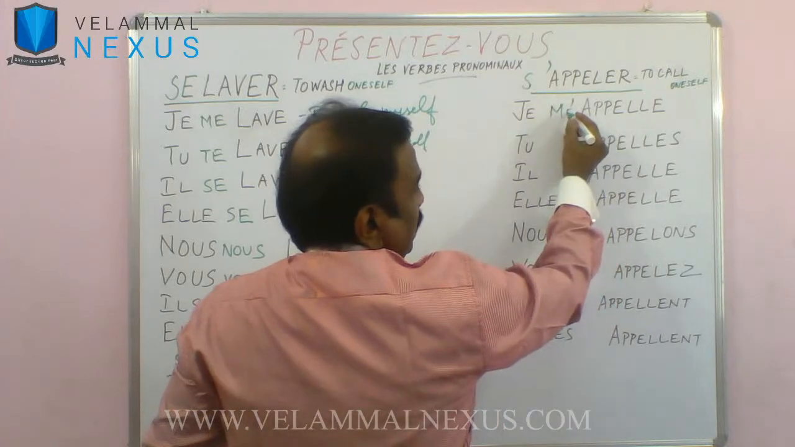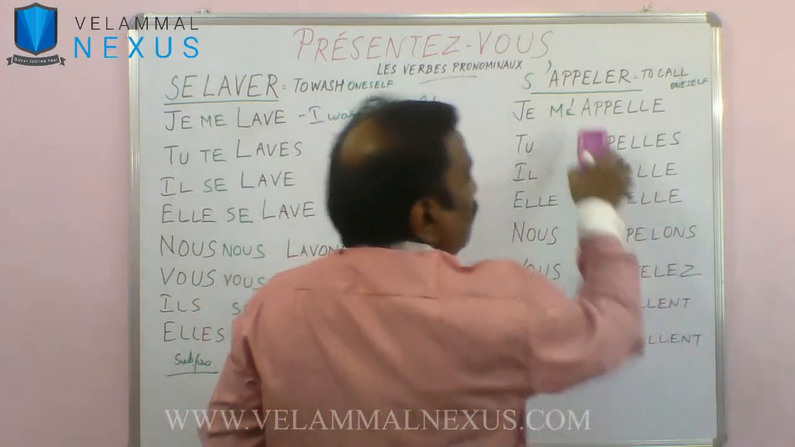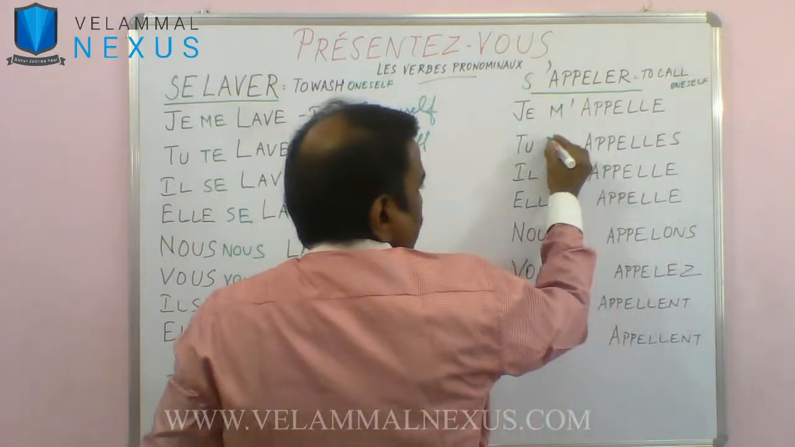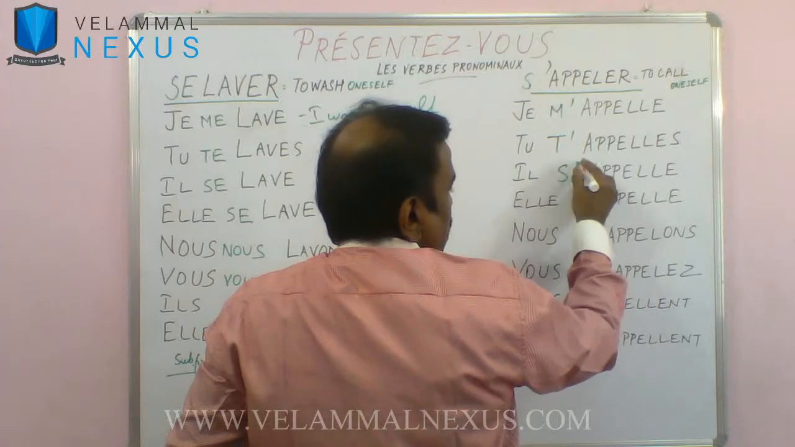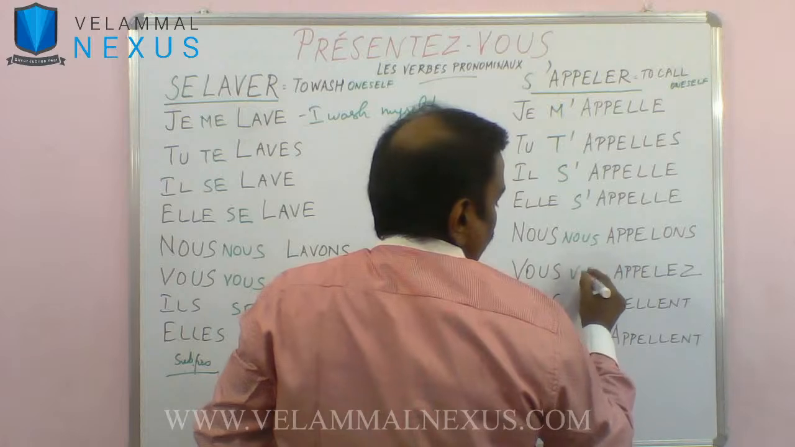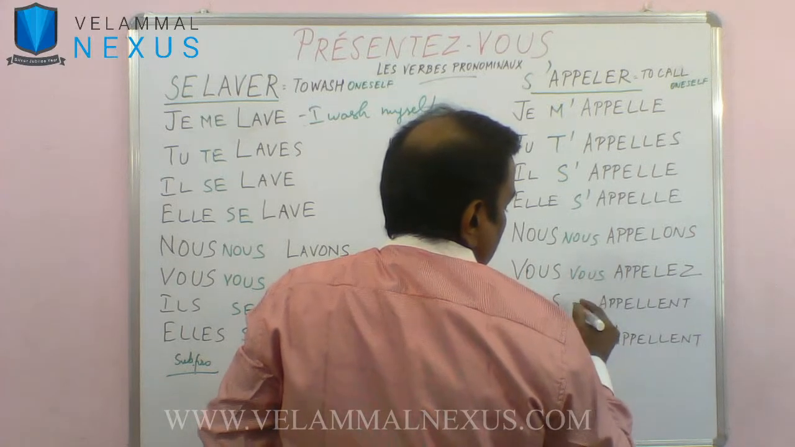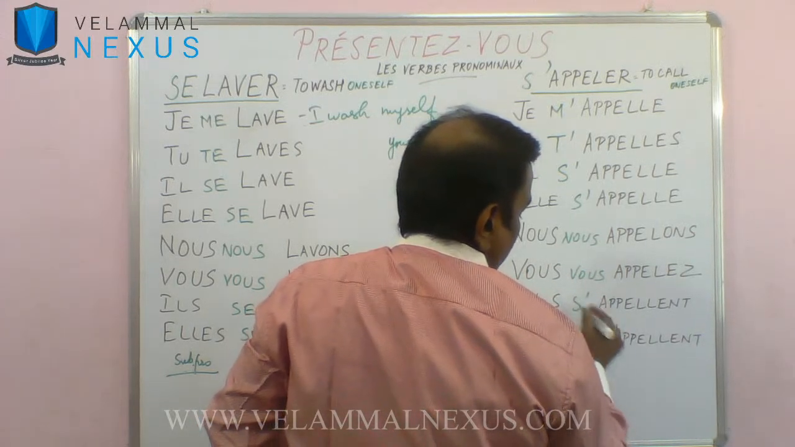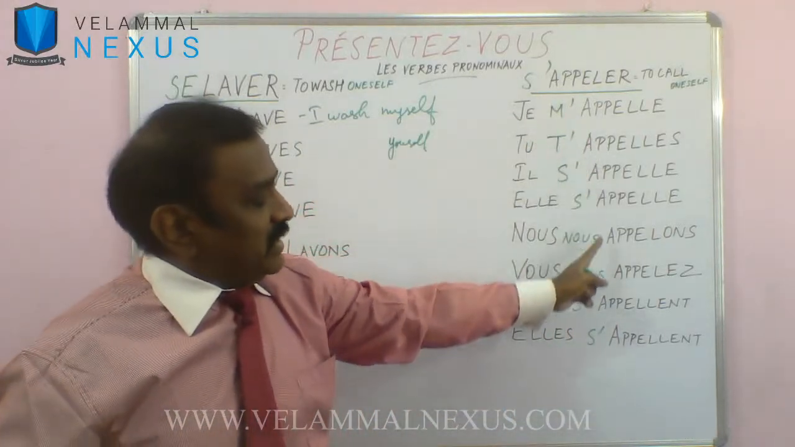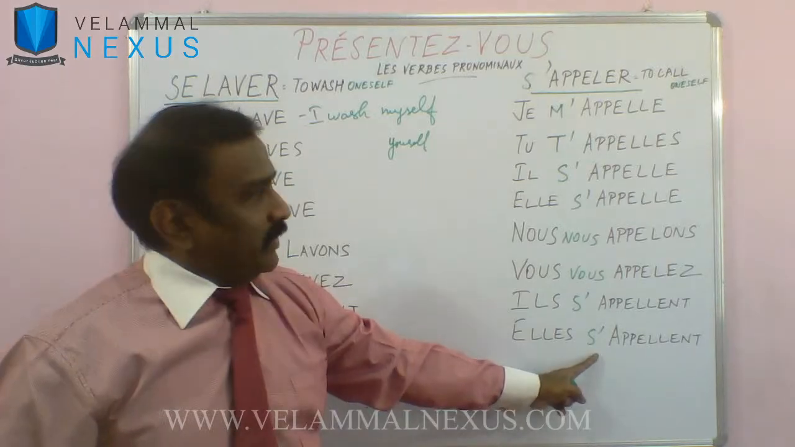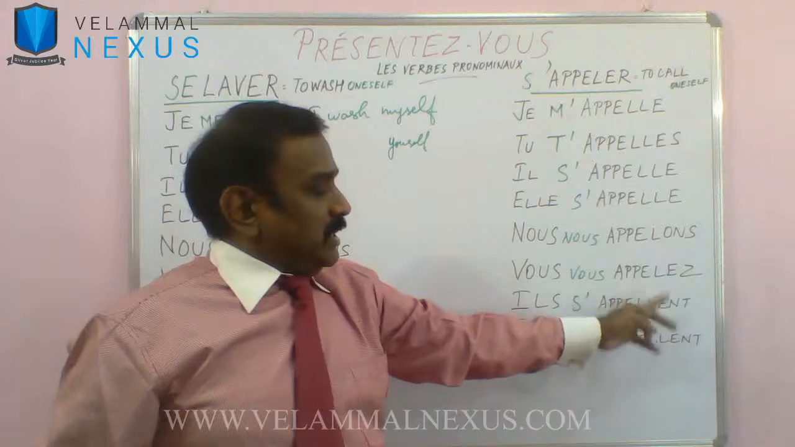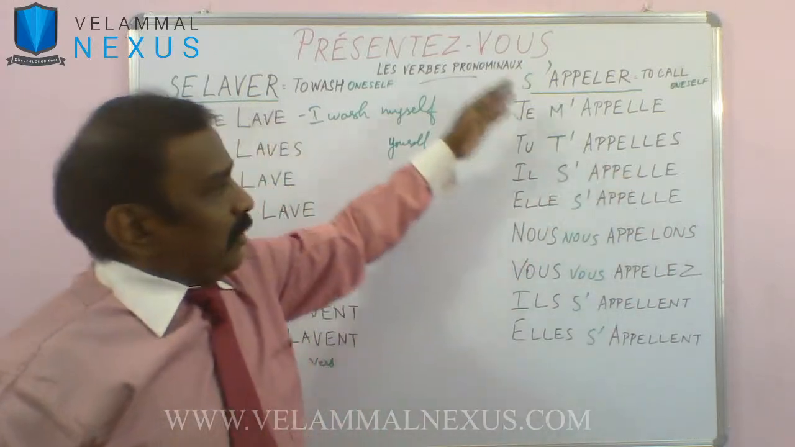Now, je m'appelle. There is an e here. Since two vowels are meeting, I put an apostrophe. Tu t'appelles, nous nous, vous vous, il s'appelle, elle s'appelle. Can you see that? Vowel clash, we have the elision and we put an apostrophe. This is an irregular verb because it changes in the nous and vous forms. You have to learn it by heart.